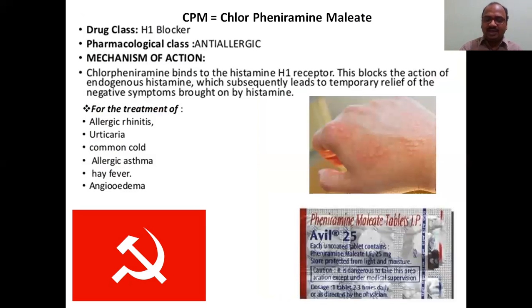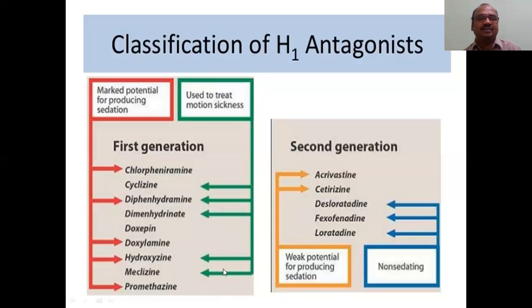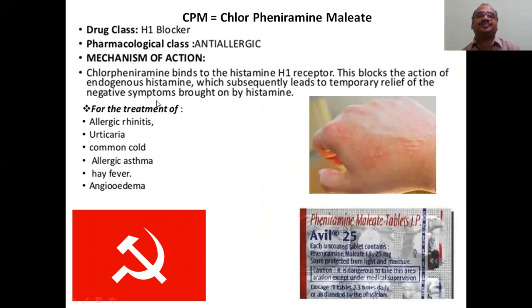First we will see only the important ones. Chlorpheniramine maleate. This is a very important drug, highly important. Here cetirizine. This is also important. These two drugs are very important and most common. CPM, chlorpheniramine maleate. You can remember it easily with the help of this CPM party. CPI, CPM. Two parties are there. Both are from only one party. They divided into CPI, CPM. Marxist party.